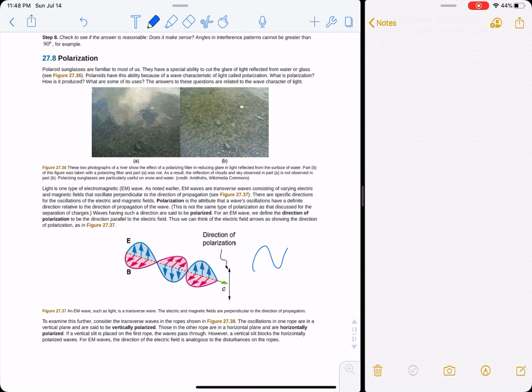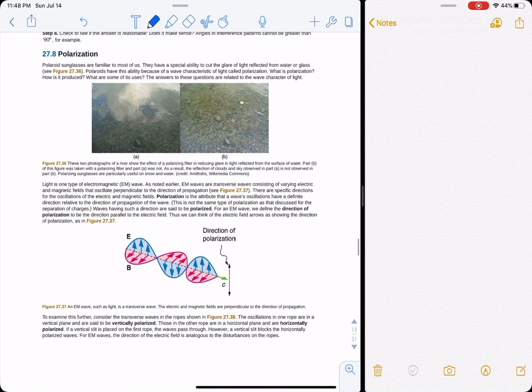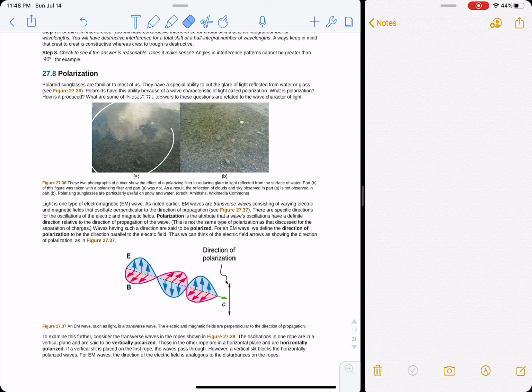So if I draw a wave like that, the polarized direction is up and down. If I draw a wave like this and it's traveling that way, then the polarization is left and right. So here's a picture of polarized glasses. Sorry, someone has polarized glasses here and no polarized glasses here.